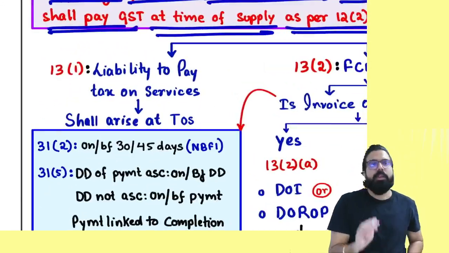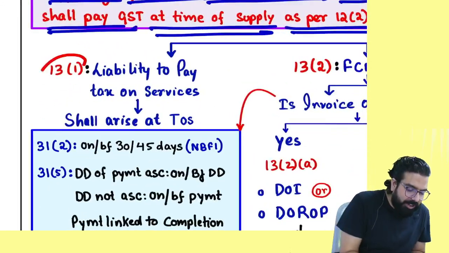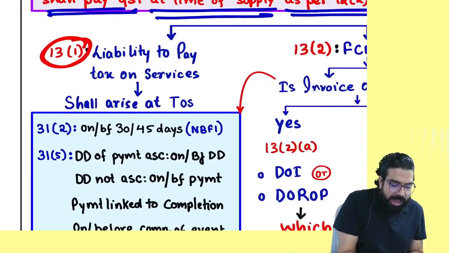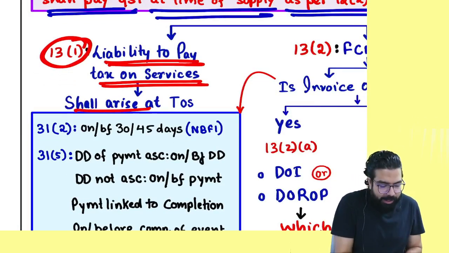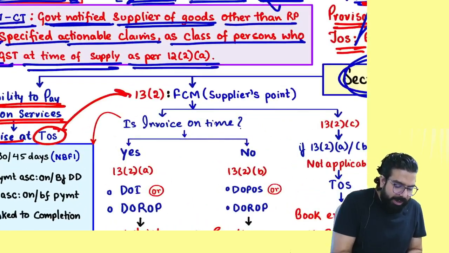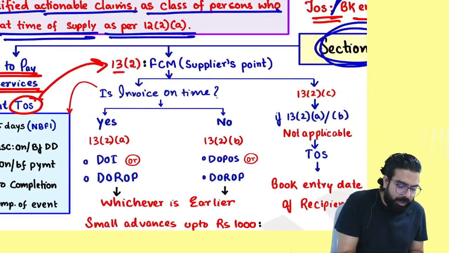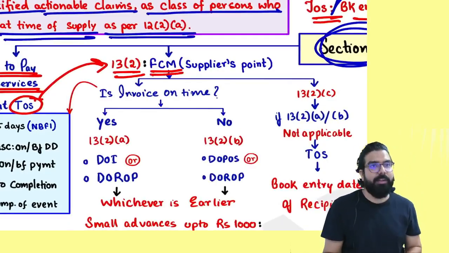Everyone over here. Same in case of services. Section number 13(1) says your liability to pay tax on the service, when will your liability come? At the time of supply. Let's find out the time of supply.